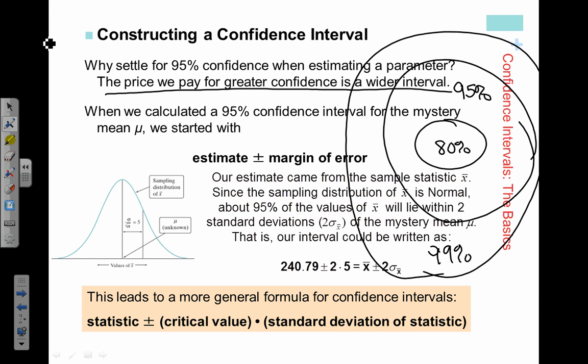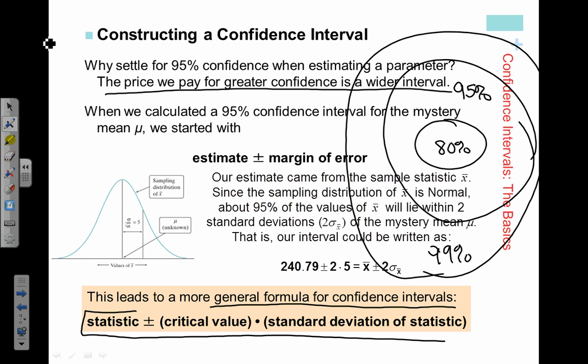The more confidence you have, the wider your interval is going to be. Greater confidence, bigger interval. Now again, estimate plus or minus the margin of error. So the general formula for confidence intervals is this: the statistic plus or minus the critical value, and we'll get that in a minute, times the standard deviation of the statistic. So that takes us through that question, okay?